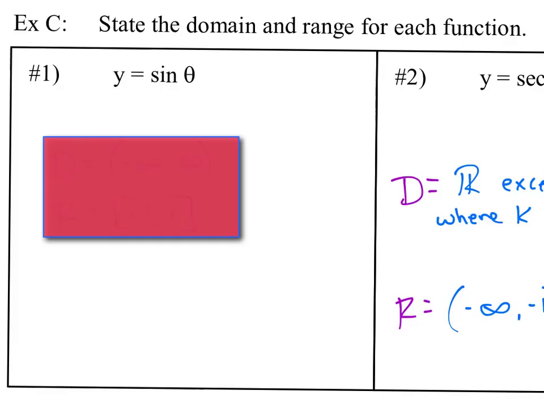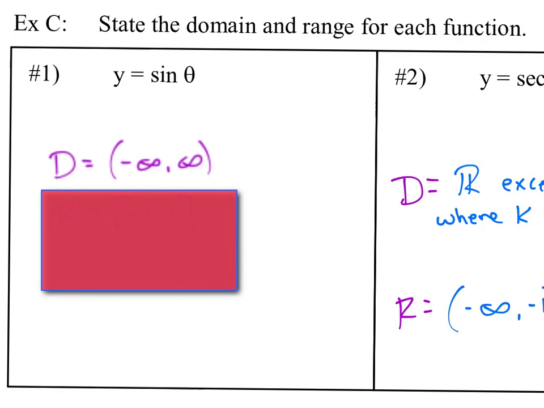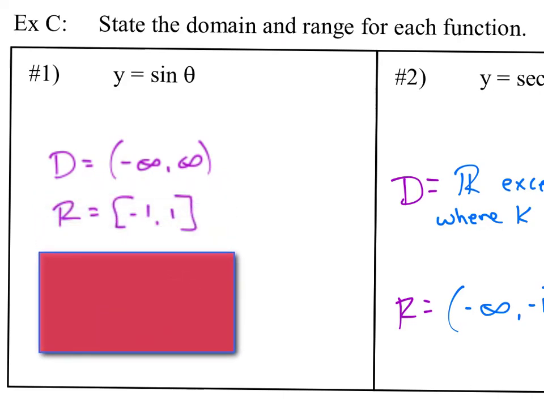Part C, state the domain and range for each function. Well, sine of theta, its domain is all real numbers, which can be stated as all real numbers, capital R, or negative infinity to infinity. Its range, it goes from negative 1 to 1. It includes every number in between.